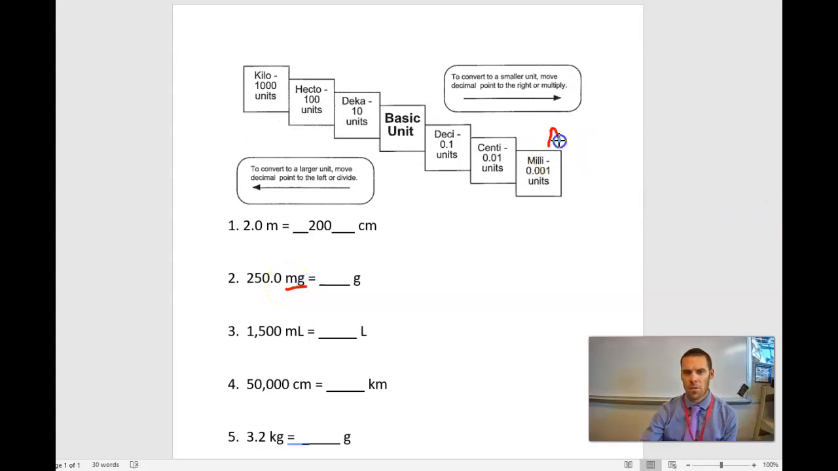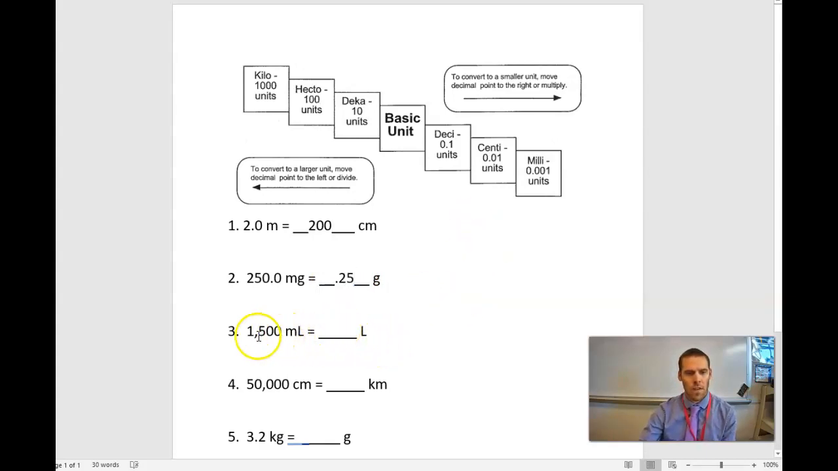So for milligrams, I'm going to start at this prefix. Grams does not have a prefix in front of it, so I know it is my base unit for mass. I want to move the decimal point to the left 1, 2, 3 times to get from milli to my base unit. So if I were to draw that here, the left 1, 2, 3 times, that would be the equivalent of 0.25 grams.